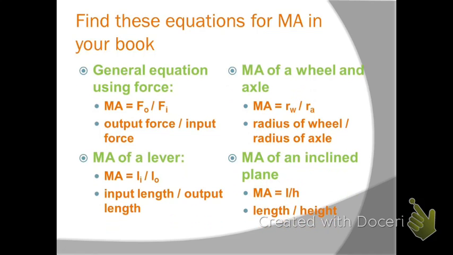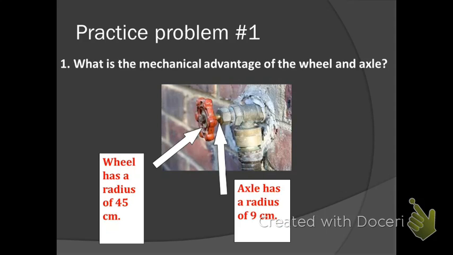Okay, let's try some practice problems. On the back of your paper, you see 3 spots to do these practice problems. The first one says, what is the mechanical advantage of the wheel and axle? So I've given you a picture of a wheel and axle. The wheel has a radius of 45 centimeters. The axle, that spot there, has a radius of 9 centimeters. See if you can do the guess method for this problem. I want you to go through and try it first, and then we'll go over it.